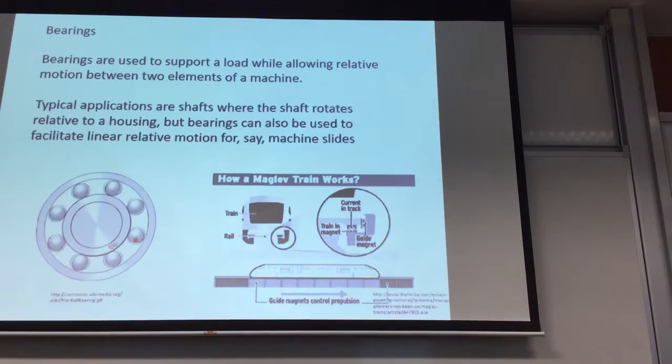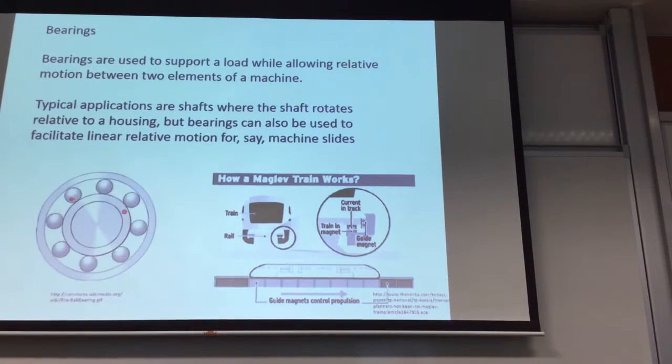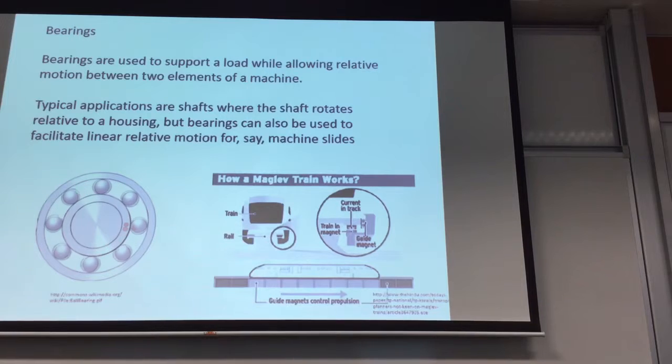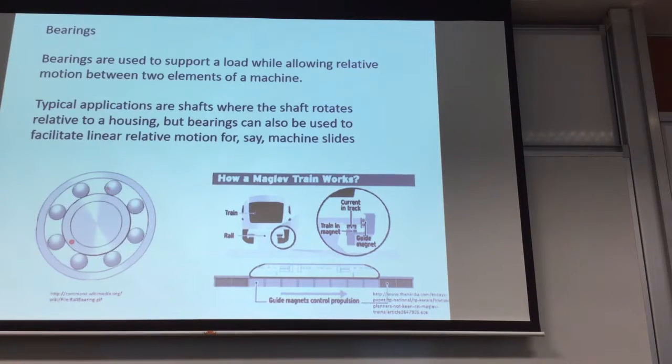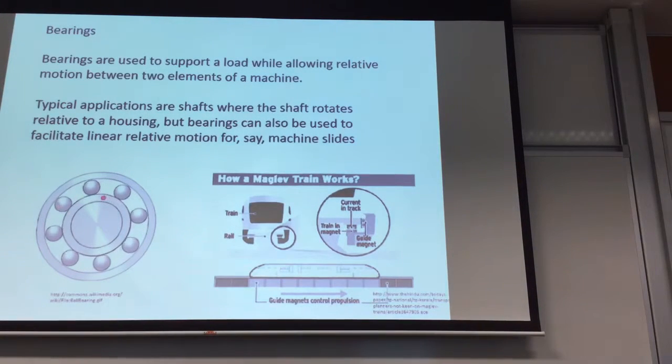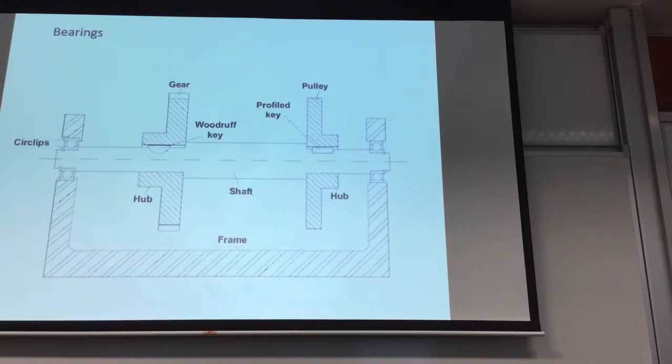Normally this is covered in the tribology course. You may also have other types of bearings, air bearings, or even your maglev, which is based on magnets. So basically, you lift up the contact so that you allow relative movement between two surfaces. But for us, we are interested in rolling element bearings.